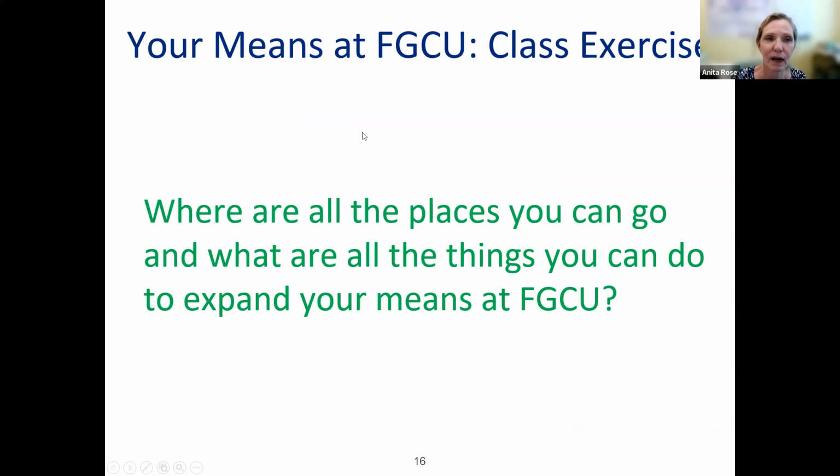So, as far as means at FGCU, right now think about all the places that you can go and all the things that you can do to expand your means at FGCU. There are many places you can go and things you can do. So something to think about to help you along the way. This also ties in with our journal, so you can think about how this would tie into your journal.